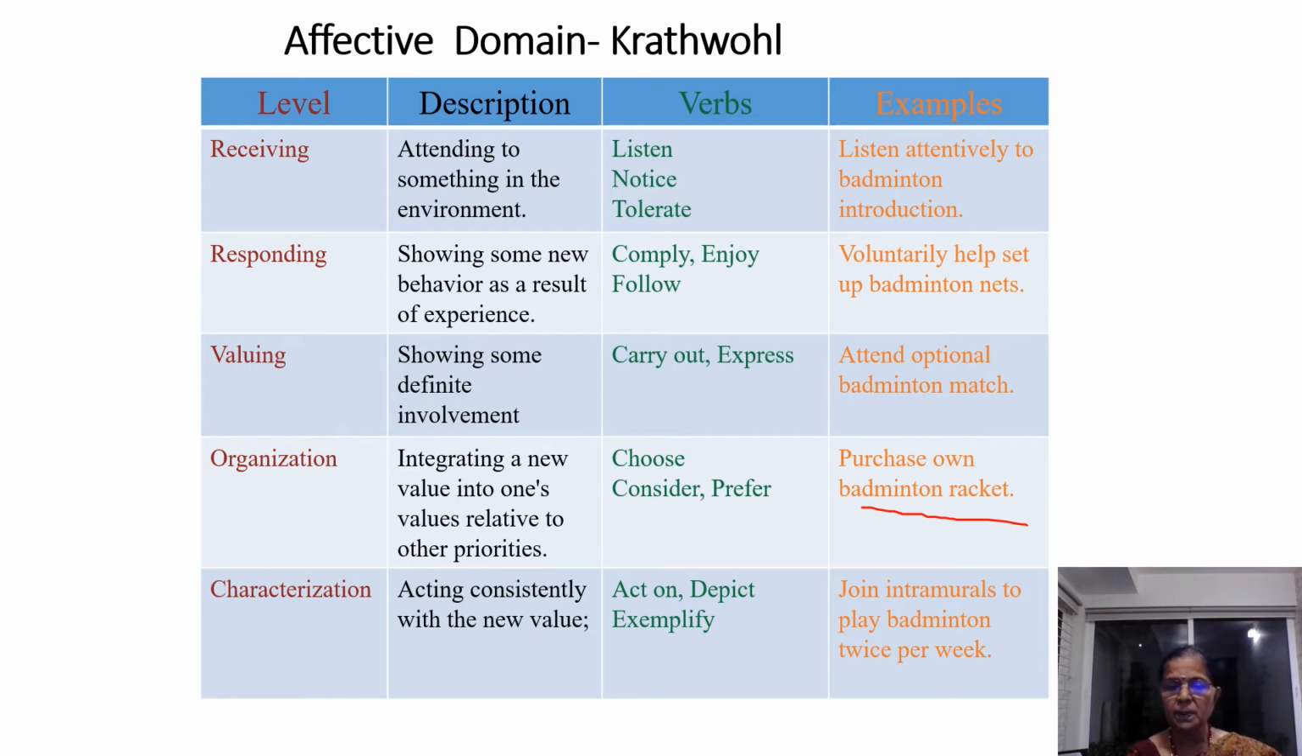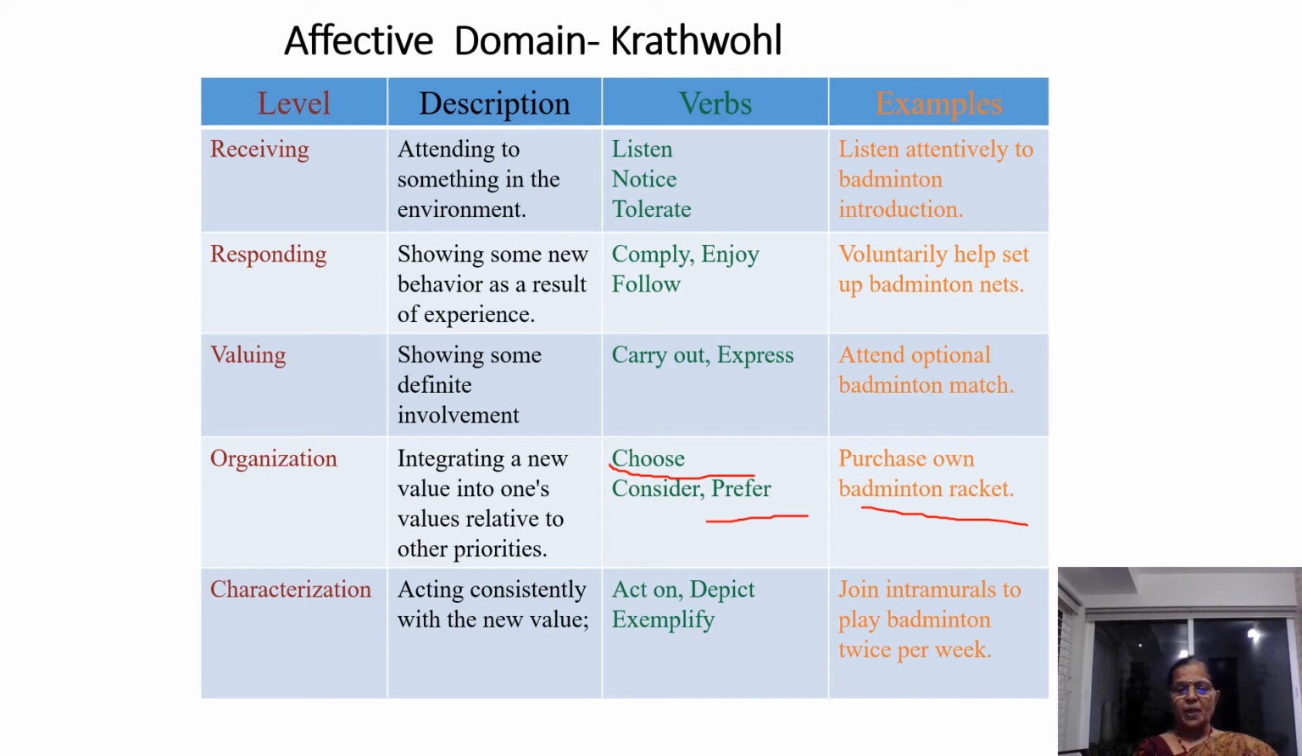You are preferring, you give preference to buy this rather than go to a canteen and spend your pocket money. You prefer to buy a badminton racket. That means this value of learning badminton you have taken up so seriously and you are organizing it into your personality. And then comes the highest level, characterization.